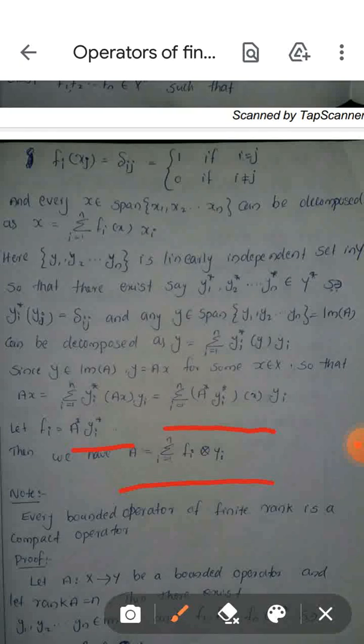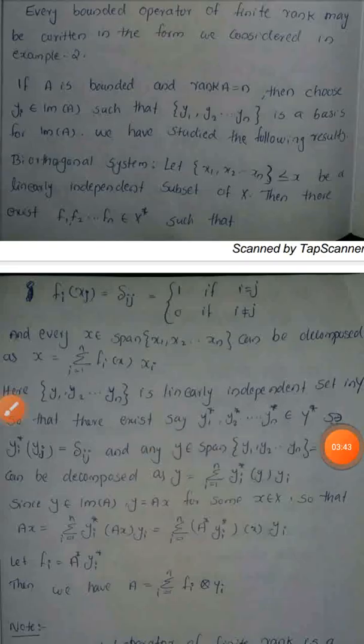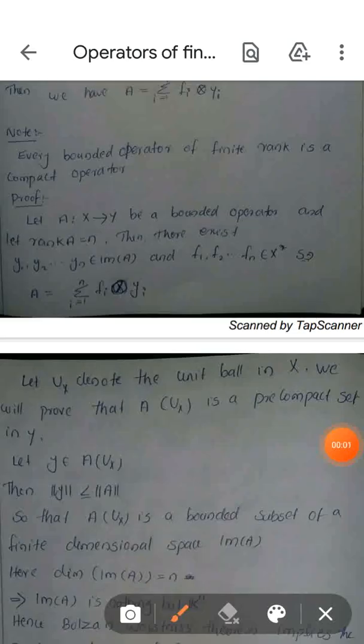So here we get every bounded operator of finite rank can be written as A equal to summation i equal to 1 to n fi tensor product with yi. Hence the proof. Next, every bounded operator of finite rank is a compact operator.